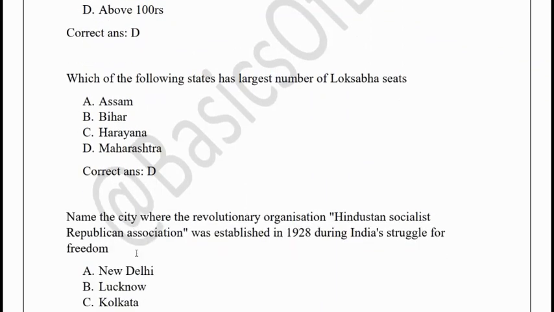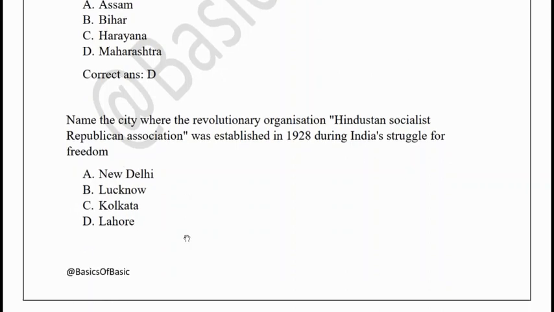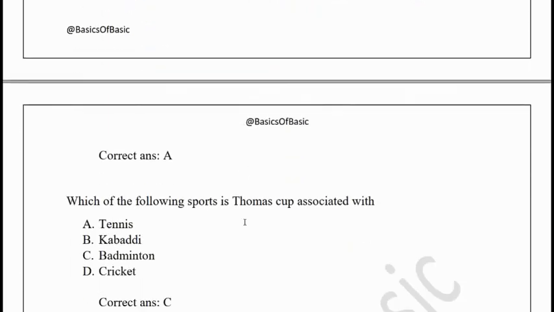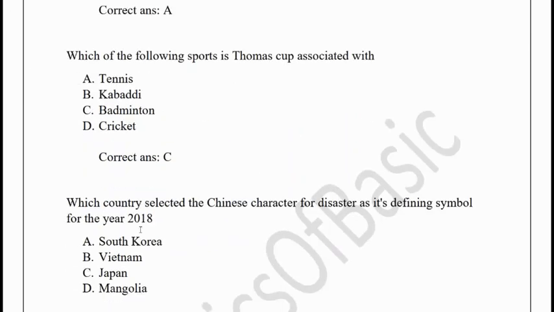So it is Maharashtra. Name the city where the revolutionary organization Hindustan Socialist Republican Organization started. So this is with respect to more history, the revolution part. So this is also a very important part. So the answer is New Delhi. Which of the following sports is Thomas Cup related to? So the answer is badminton.